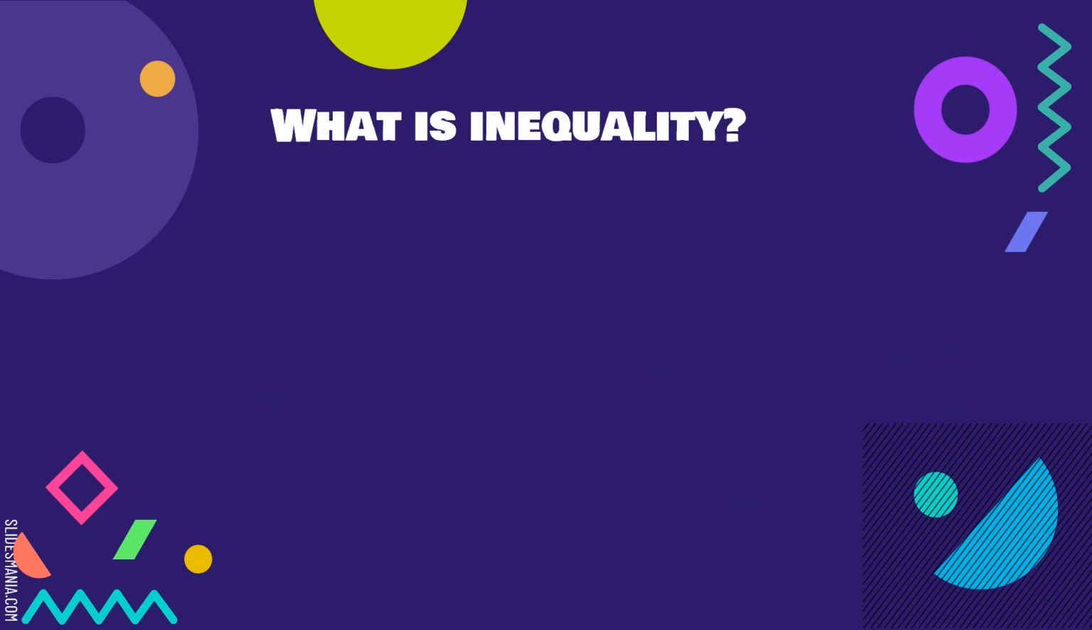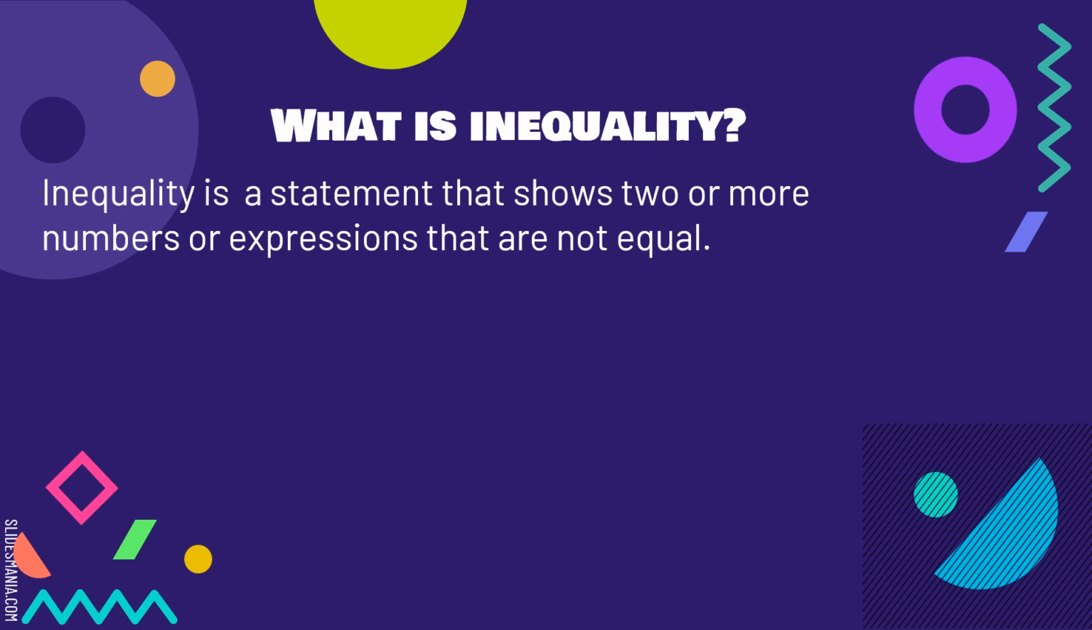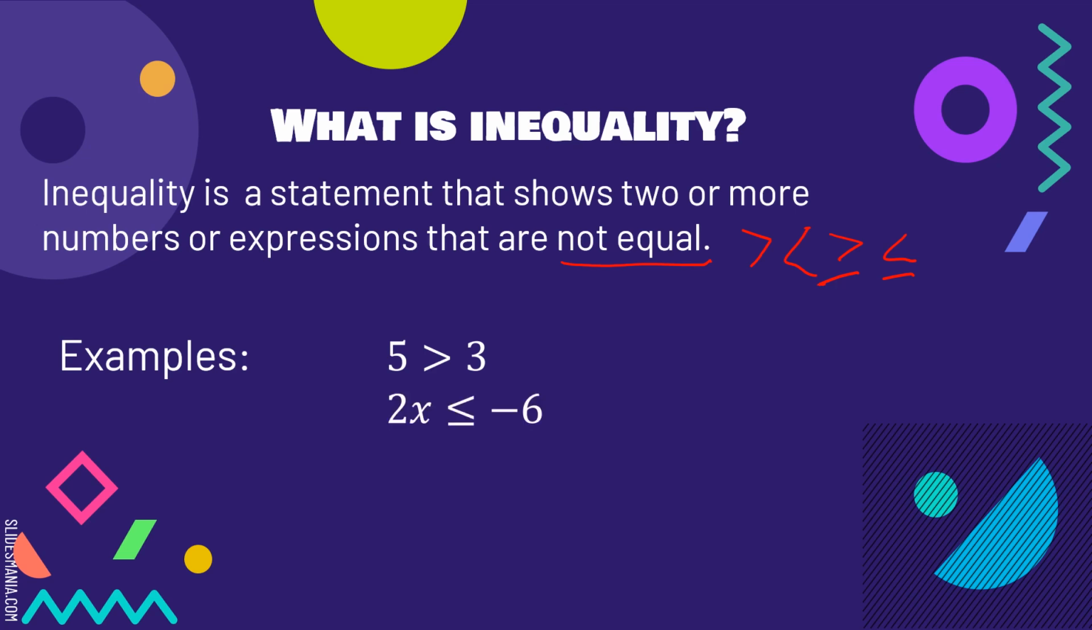Now let us define inequality. Inequality is a statement that shows two or more numbers or expressions that are not equal. So that is why we are going to use the symbol of greater than, less than, greater than or equal to, or less than or equal to. So we have here some examples. 5 is greater than 3. Another example would be 2x less than or equal to -6. We also have here x is greater than or equal to 7. And we have another one, -x plus 6 is greater than 2x plus 2. So these are examples of inequality.